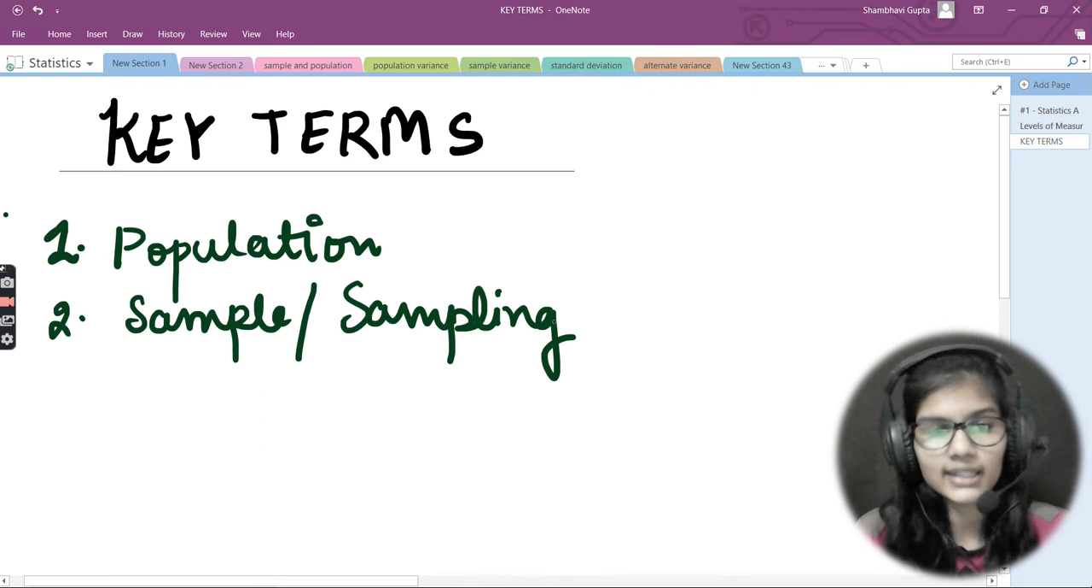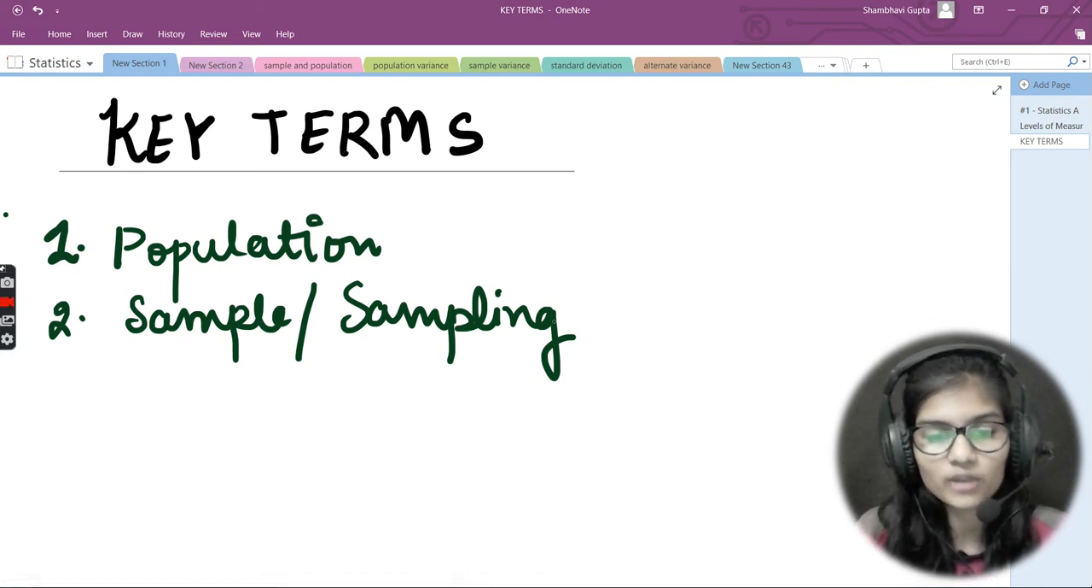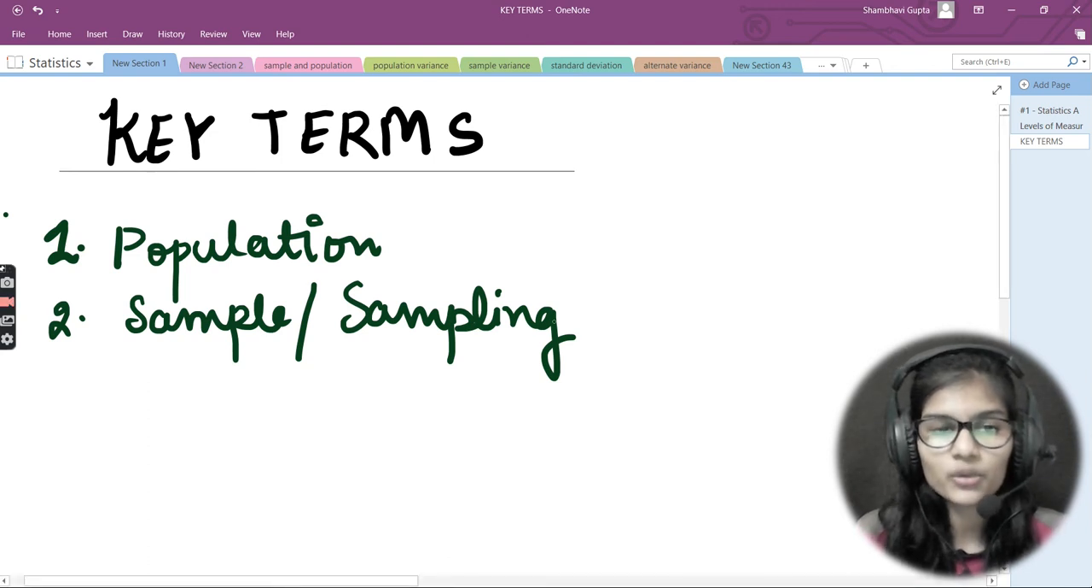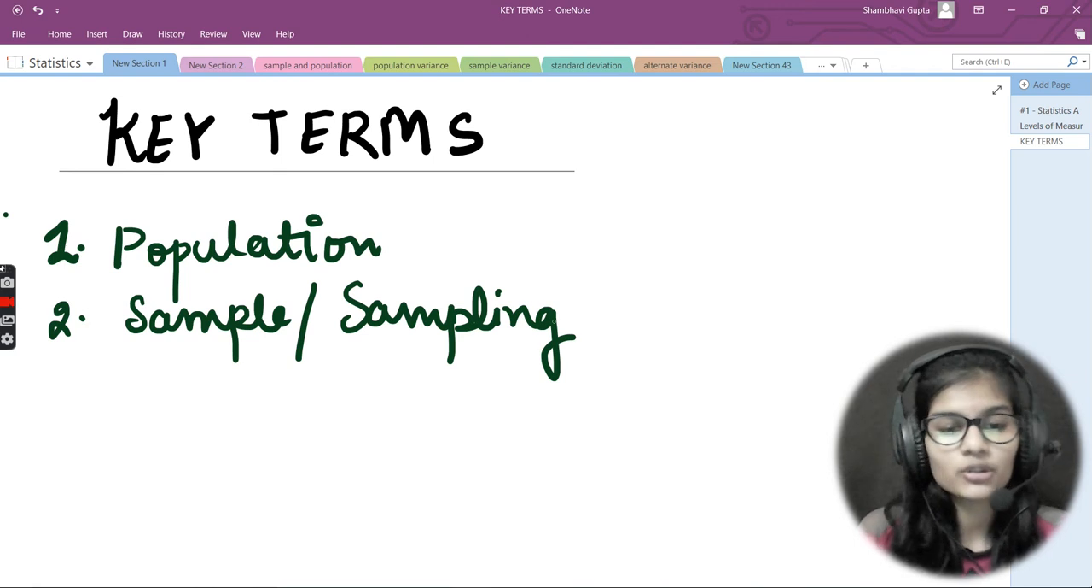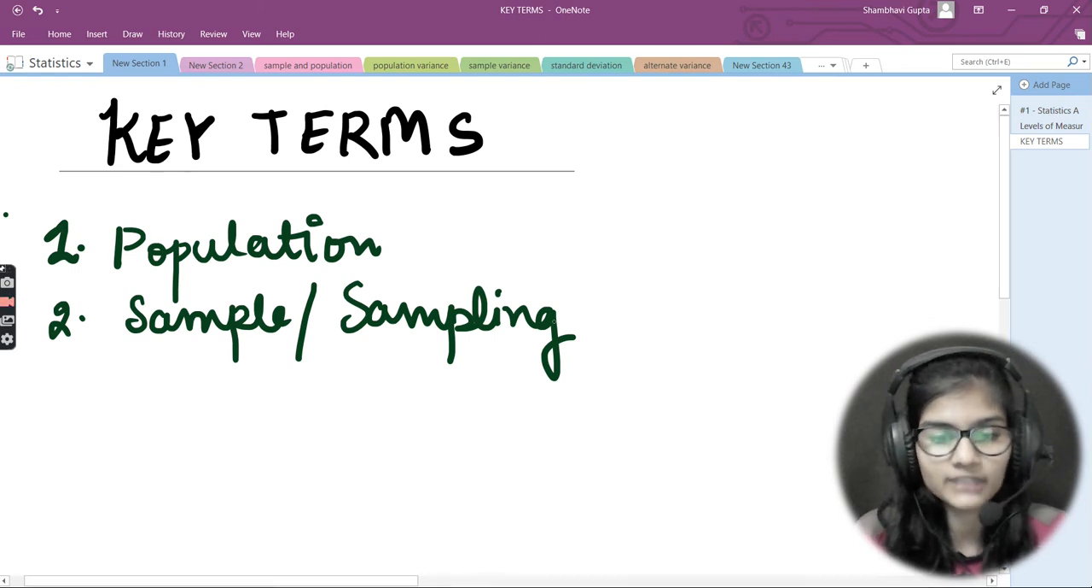Then what we do, we select a sample. Now what is that sample? Basically the idea of sampling is to select a small portion, or you can call it a subset, from the larger population, to study that particular portion which you selected, so as to gain some information about the population, right? That is what we call sampling.